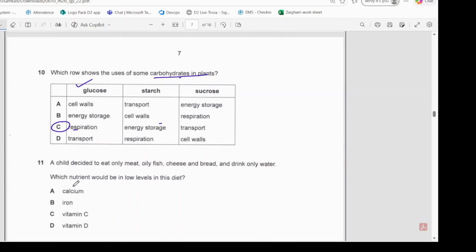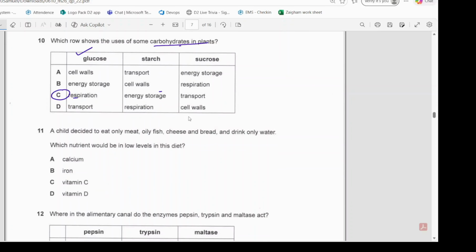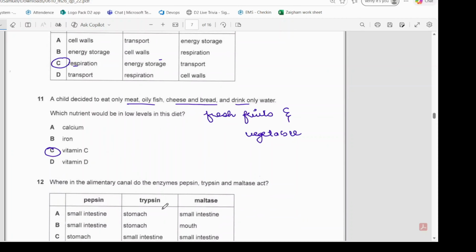Okay. A child decided to eat only meat. Okay, this is again a repeated one. Only meat, oily fish, cheese, and bread, and drink only water. So, what is missing in the diet, first of all? Tell me. Fruits, exactly. Fruits and vegetables are missing. So, if fruits and vegetables are missing, which is present in lower levels? Vitamin C, okay, correct.